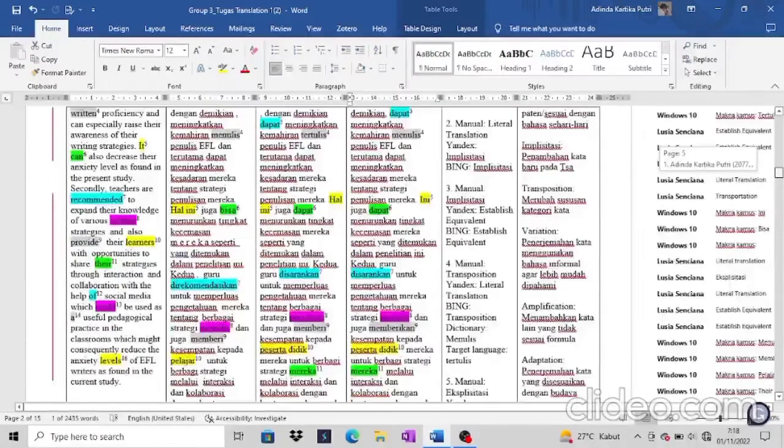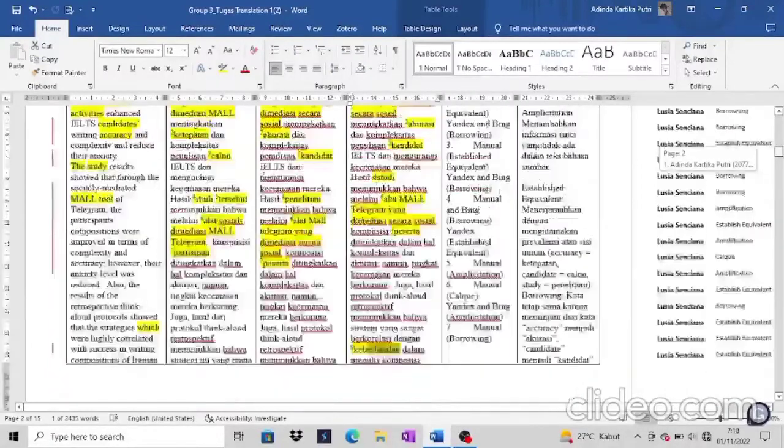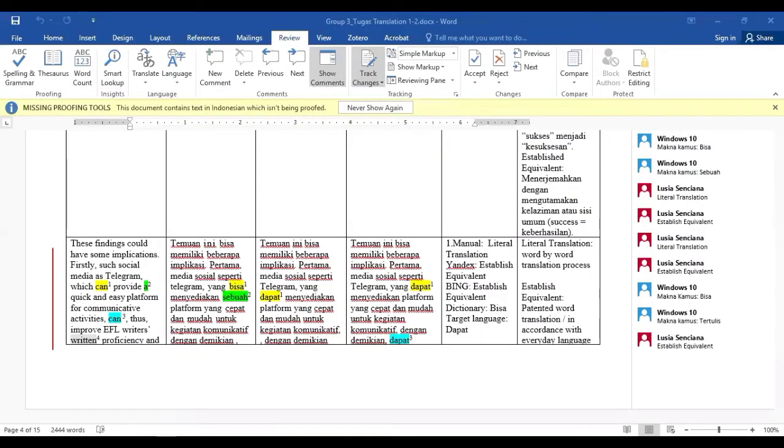Okay, for the next will present by Ismi Aziza. Okay, I will explain about my analysis using offline translator, it is manual translator, and the online translator using Yandex translator and Bing translator.